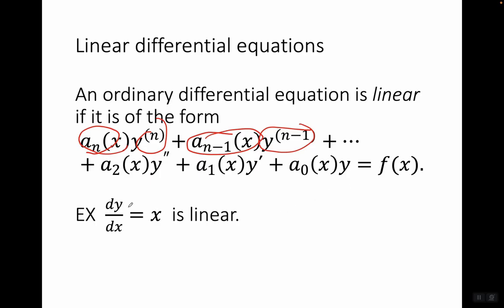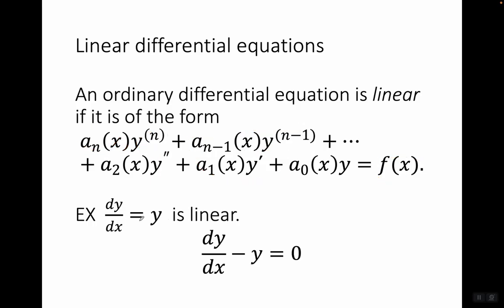For instance, dy/dx equals x is linear. It's pretty basic. It's something of this form: a sub 1 of x, y prime, equals f of x. Because in this case, the function that's in front of the y prime is just 1. So you have y prime equals x. dy/dx equals y would also be linear, because you can write it as dy/dx, that's this term over here, where the function in front of the y prime is 1, minus y equals 0. So in this case, the function in front of the y is negative 1. And in this case, f of x is just plain 0. So that would be linear.